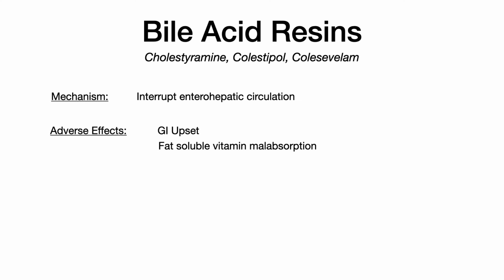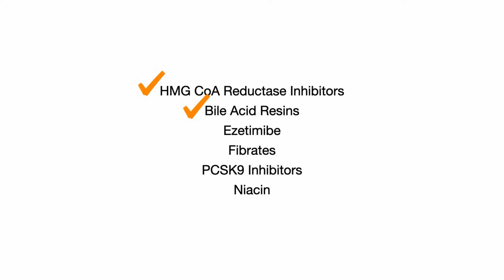So we talked about the mechanism. The adverse effects that you need to know are GI upset and fat-soluble vitamin malabsorption. This should make a little bit of sense because this has to do with absorption through the intestine. And if you have all of that bile acid just sitting in your intestine, needless to say, you might be farting a bit. So that's bile acid resins. Now let's talk about ezetimibe.